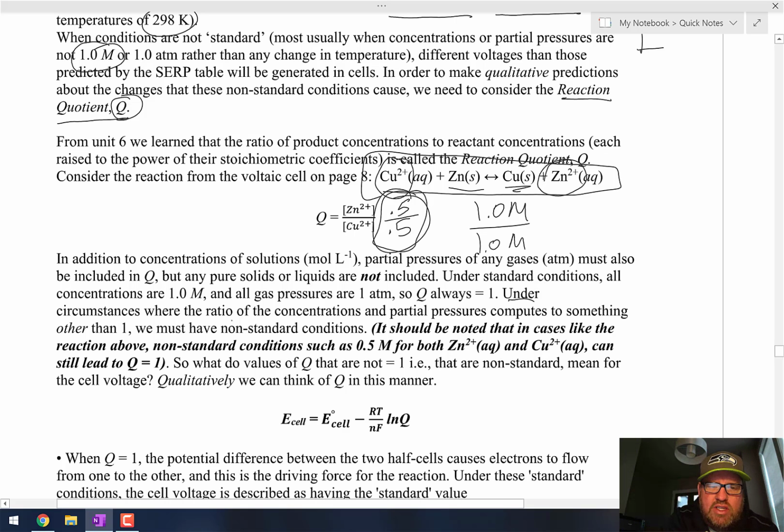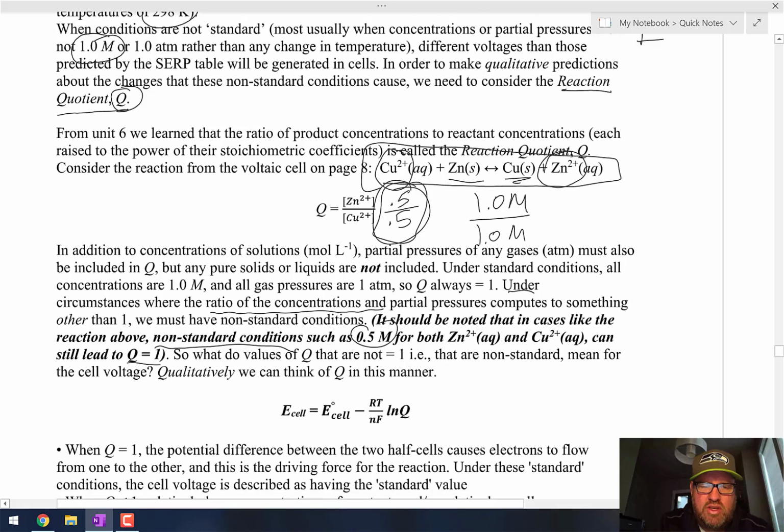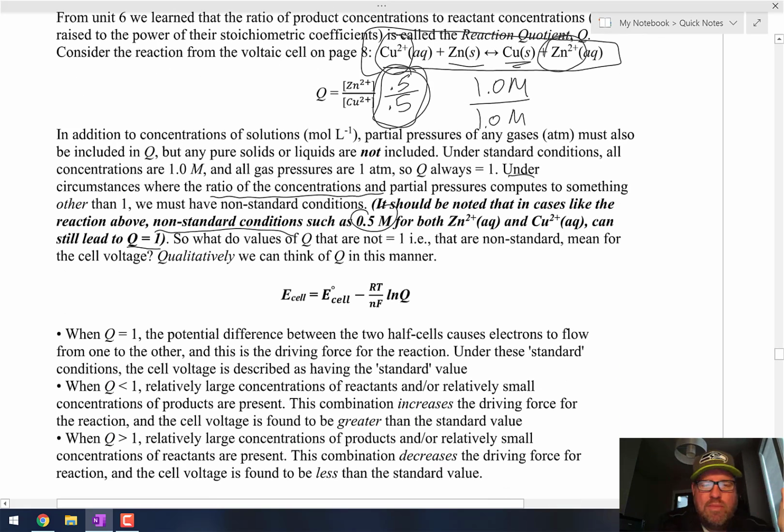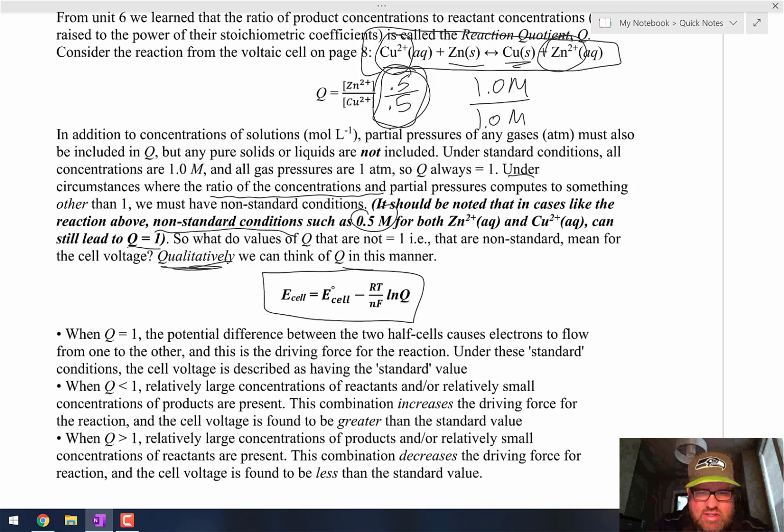Okay, under circumstances where the ratio of the concentrations computes as something other than 1, then again we have these non-standard conditions. And again, I already talked about it: if it's 0.5, it's still non-standard conditions, but Q is still equal to 1, so the cell potential is still the standard cell potential. Now, this equation right here is a gigantic mess, but it is given on the AP test, but notice that I do say qualitatively. I can't imagine a question where they're going to ask you to actually solve a problem dealing with this.